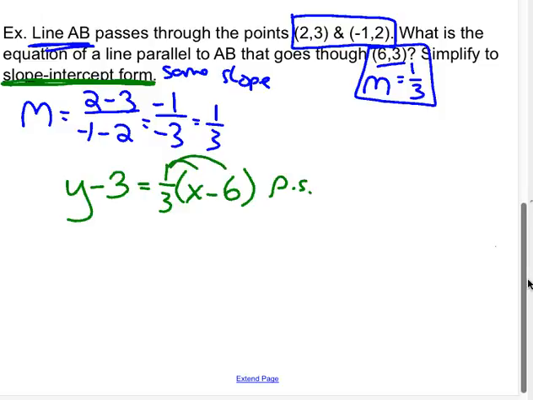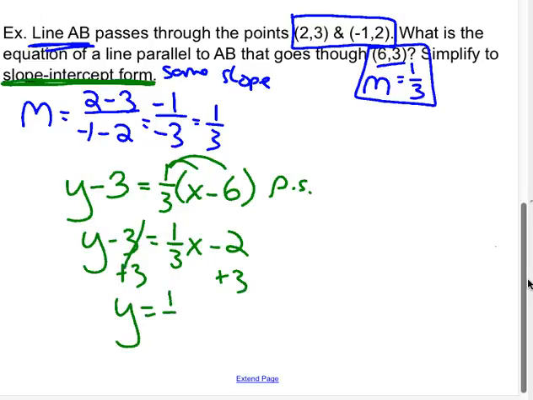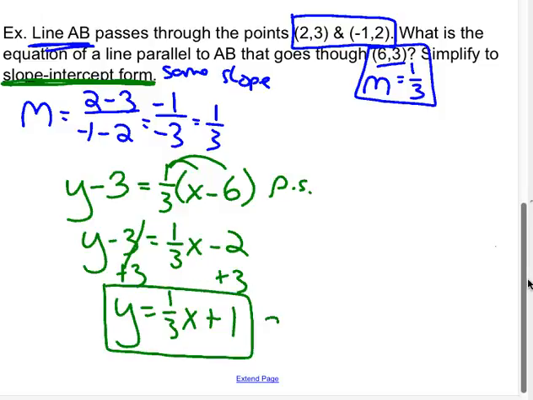So first I'm going to distribute this. So y minus 3 equals 1/3 x minus 6 times 1/3, or 6 divided by 3, leaves me with 2. Or again, you could use a calculator if you needed. Then I'm going to add that 3. Negative 2 plus 3 is a positive 1. This is my slope-intercept equation because now my y is by itself.